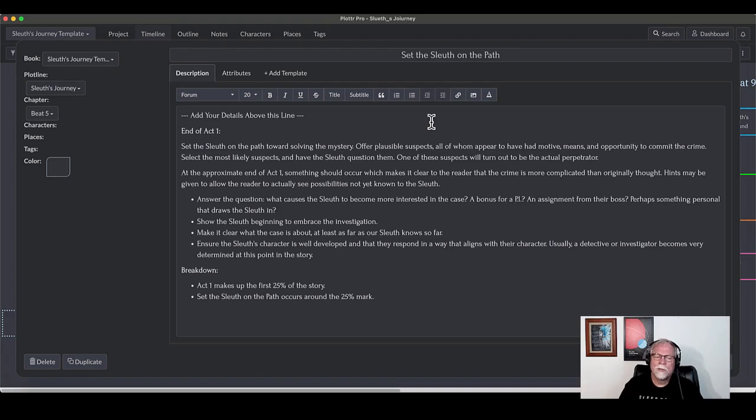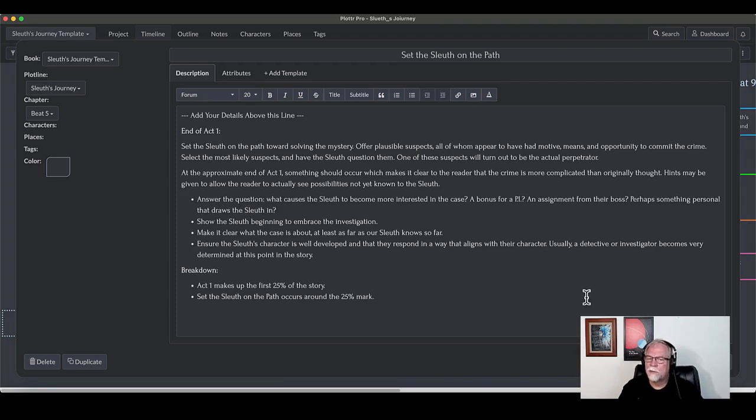If something personal draws them into the case and causes them, even at this point, to start empathizing with the victim, then that is one of the best drivers to keep your character moving through the story, so that they'll have a reason to continue even when they're being shot at or knocked around the head or whatever the case may be.